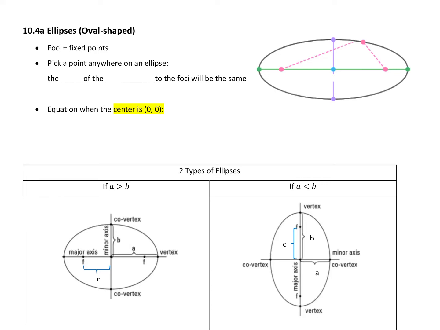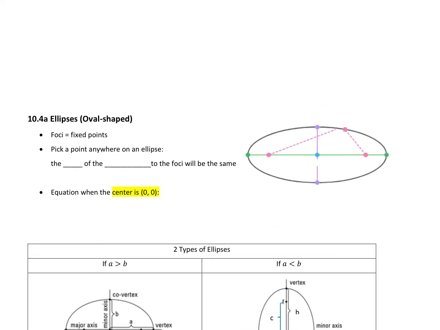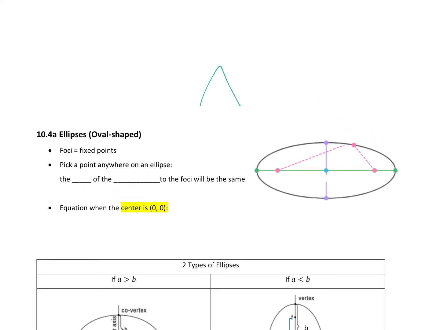Ellipses. This is the one that was kind of oval shaped. If you go back to, I don't have the other notes here. If you have a cone, right, these are all conic sections that we're talking about. The ellipse is the one that kind of goes this way as a cross section. So you get this oblong, ovally type shape. Okay, that's what an ellipse is.